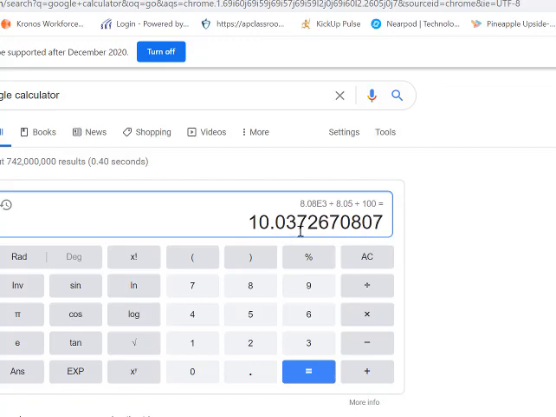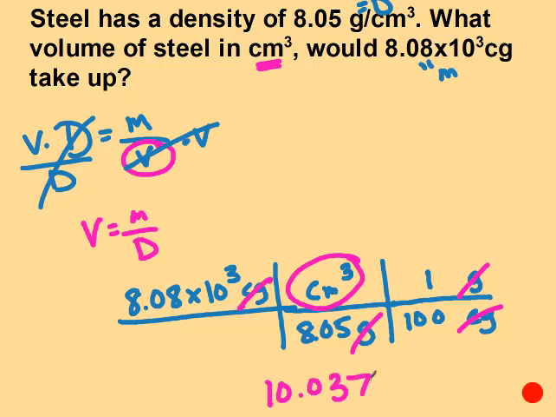So I get 10.037. I don't look at density, I look at this one. There's 3 sig figs. That 3 doesn't round it up, so my final answer is 10.0 centimeters cubed.